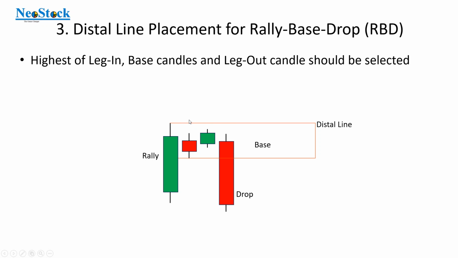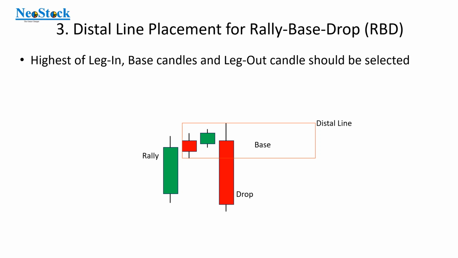Now let us see one more example in the same rally base drop type. In this example, among leg in, base candles and leg out candle, which is having the highest? This leg out is having the highest. So that should be our distal line. Let us draw the base. So this is the distal line. So this is about the third type, rally base drop.